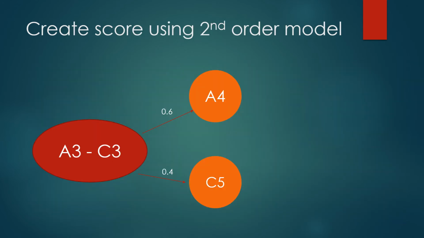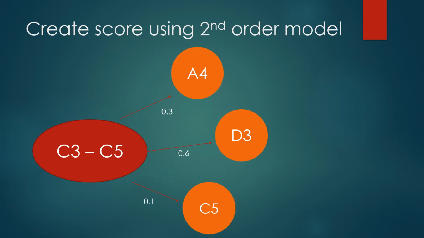After we have a probability matrix, we generate a score. We first must choose a seed, or the starting value. Let's say we choose A3 then C3 for our seed. In this example, the probability matrix has a 60% chance of choosing A4 next and a 40% chance of choosing C5 next. Let's say that the computer chooses C5 next.